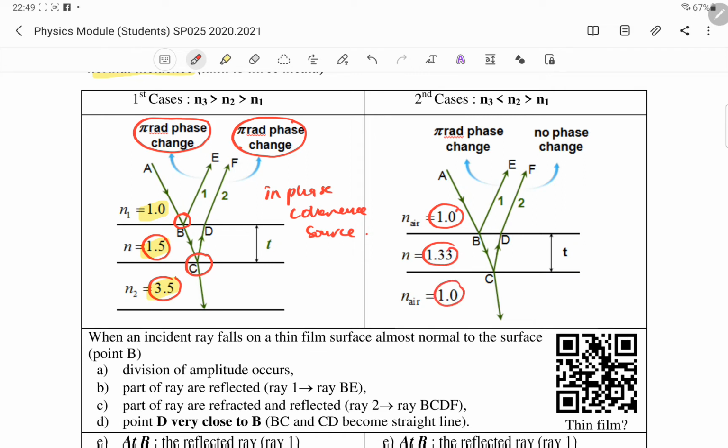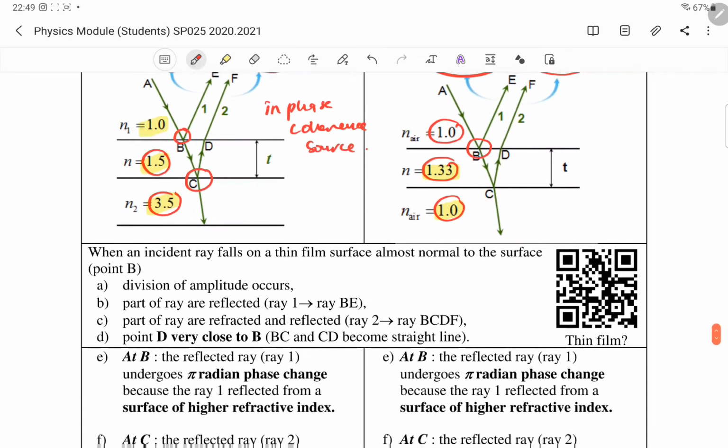Okay, so second case kita ada 1.0, 1.23 and 1.0. Okay, so kita ada light rays incident on the air and the thin film. Kat sini less to denser medium, so akan ada phase change sebanyak pi radian. But this one we have 1.23 and 1.0, denser to less dense medium, so no phase change. 0 radian for the phase change.